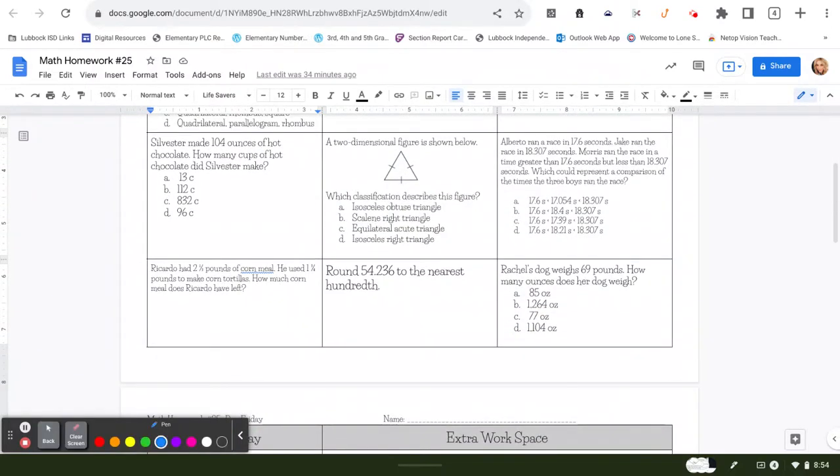Next, round 54 and 236 thousandths to the nearest hundredth. Our 3 is in our hundredths place, so everything in front is going to stay the same. Then we're going to look next door. 5 or greater, add 1 more. 4 or less, let it rest. This is going to become a 4, and this 6 is going to fall away, or it can turn to 0.